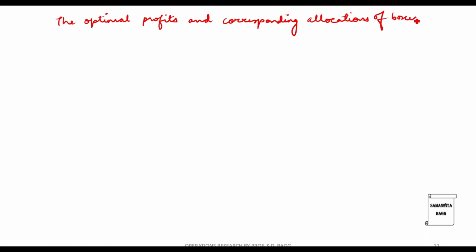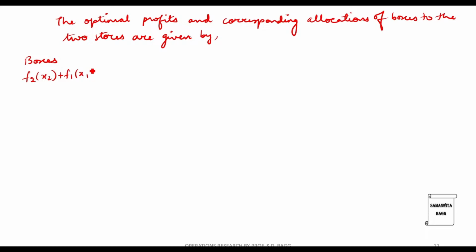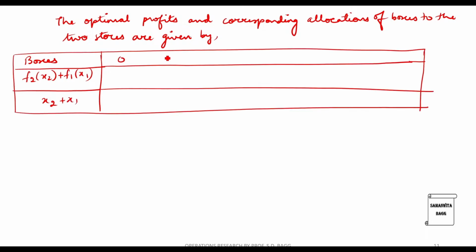So I will write down the allocation here. The optimal profits and corresponding allocations of boxes to the two stores are given by, first I'll write down boxes and then I'll write down f2x2 plus f1x1 and finally I'll write down x2 plus x1 value. So first I'll write down 0, 1, 2, 3, 4, 5, 6.